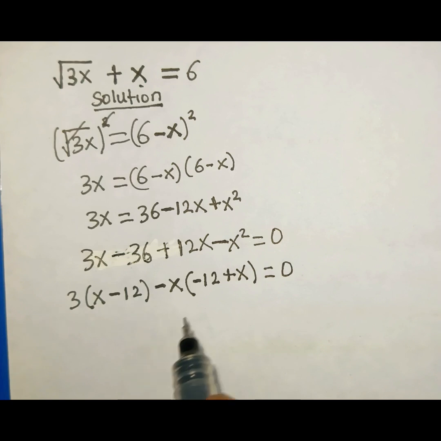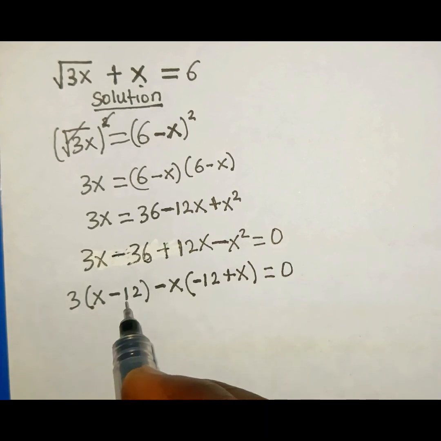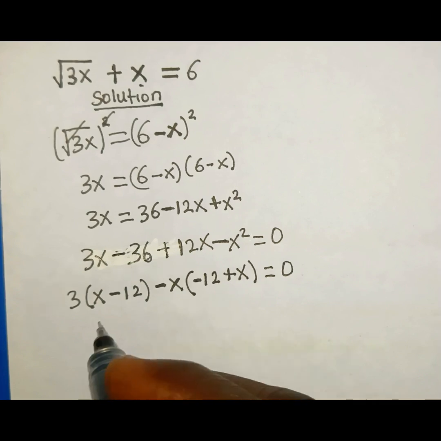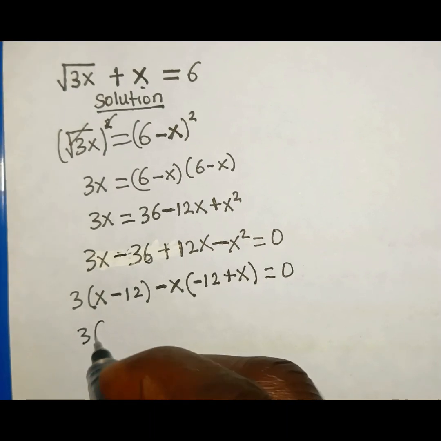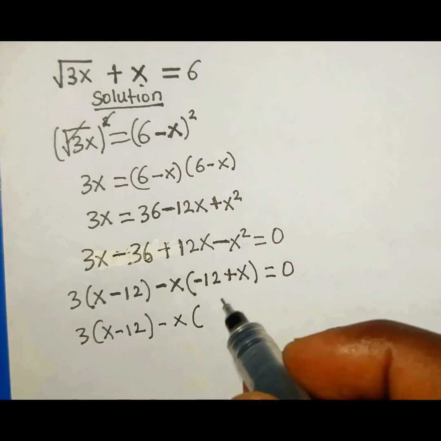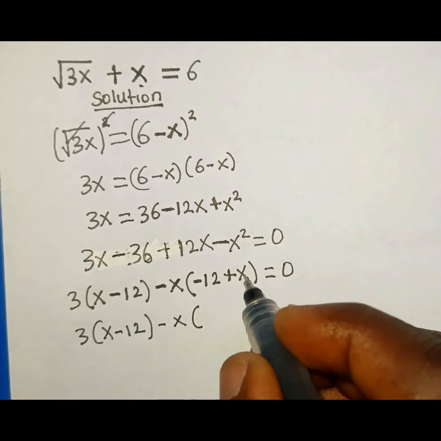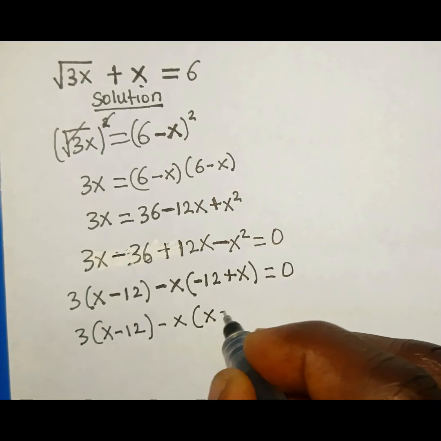Now as you can see, in this bracket we have negative 12 plus x, and here is x minus 12. So let's try to make the inside of this bracket the same. So we have 3 into x minus 12, then minus x into, here this is positive x and this is negative 12, so we can just switch them, positive x and negative 12.